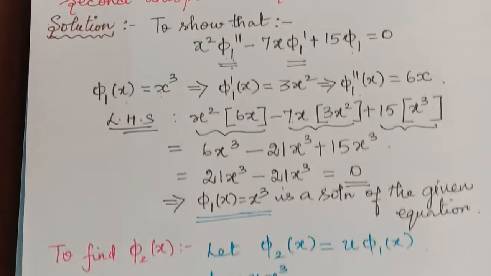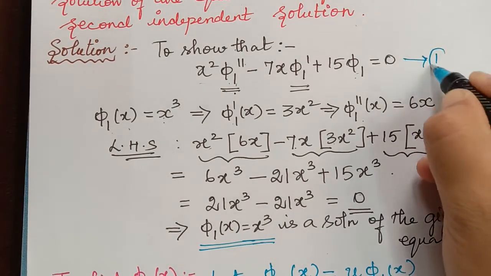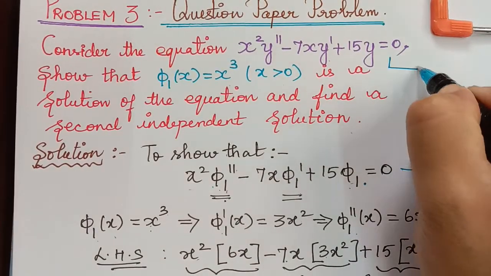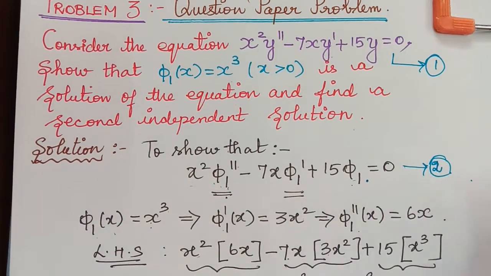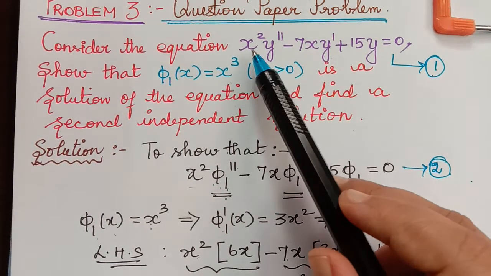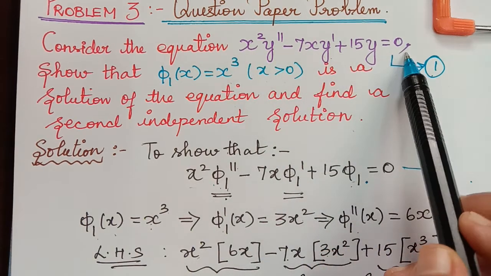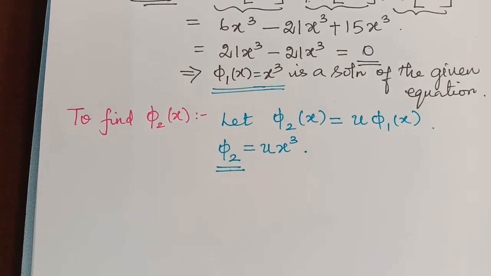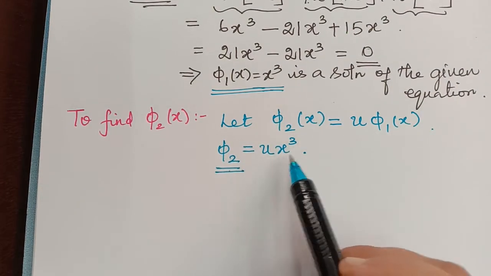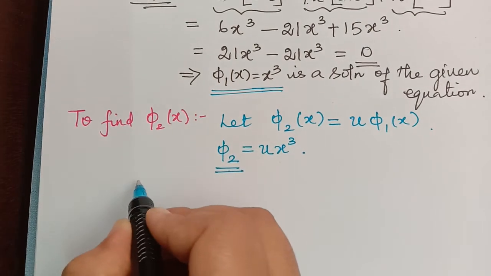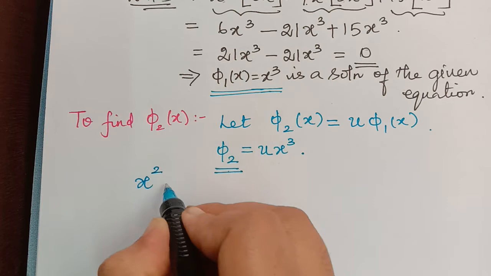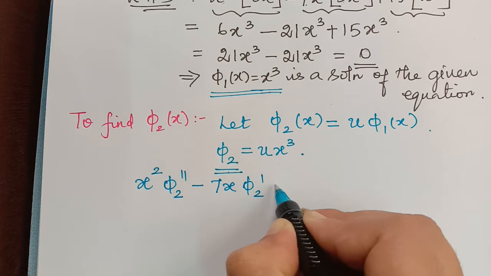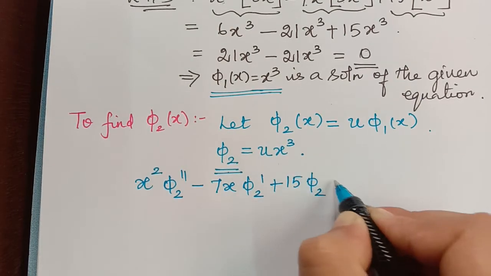So let us mark this equation as 1 and this as 2. So now phi 2 is a solution of this given equation, which means that phi 2 will satisfy this equation. So wherever we have y, let us replace it by phi 2, because we have considered phi 2 equal to u x cube as a solution of this equation. So equation 1 becomes x squared phi 2 double dash minus 7x phi 2 dash plus 15 phi 2 is equal to 0.